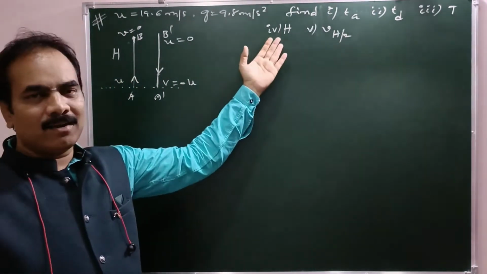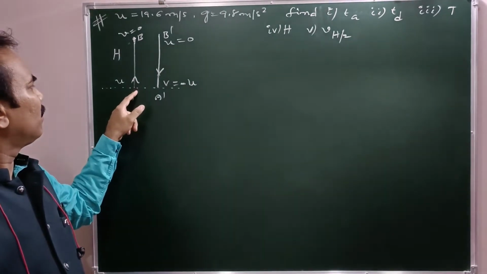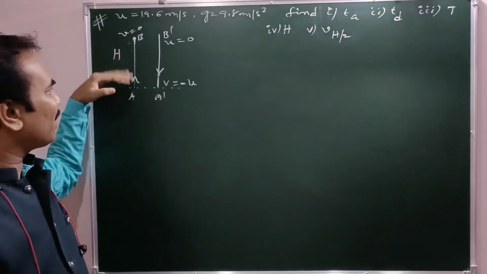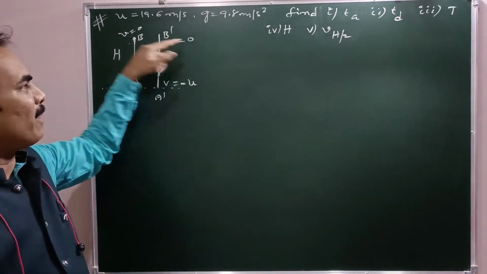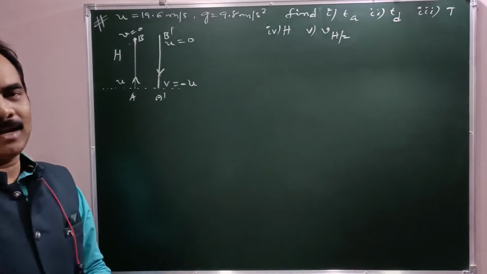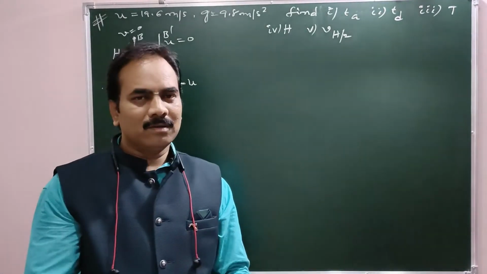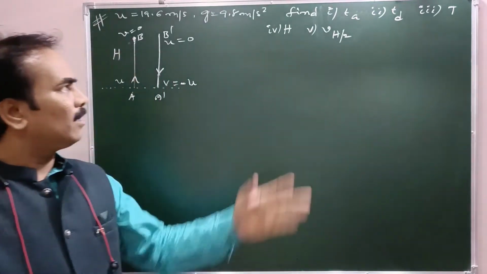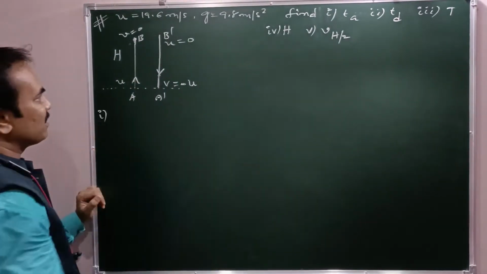Now maximum height. What is meant by maximum height? The vertical height through which the body rises before its velocity becomes zero is known as maximum height. This is the maximum height, right? So these are the parameters which we are going to discuss now. Now coming to the first point, number one, time of ascent.